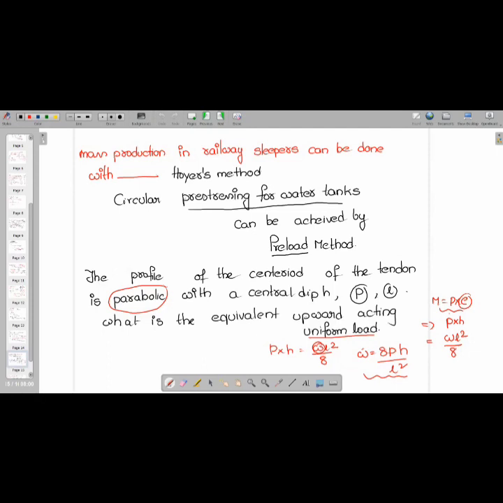Sir, the breaking of wires concept, you have not told. Breaking of wires should not exceed 2.5. That concept tomorrow I will be telling you.